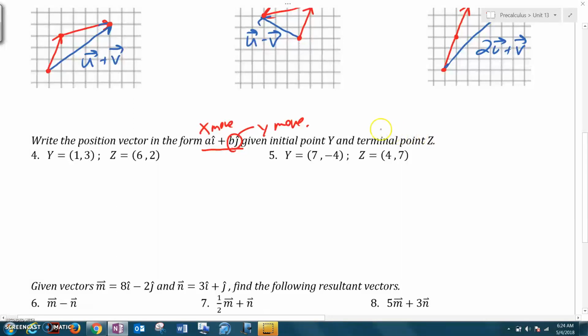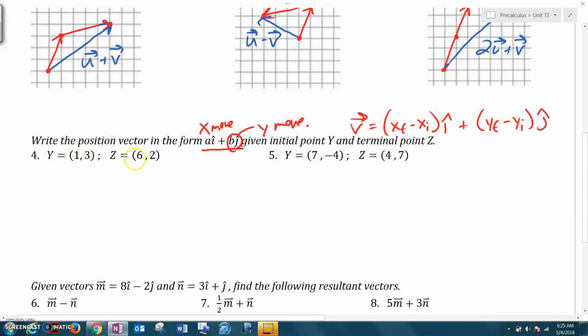Okay, so to figure out how a point moves from one to the other, you want to take the second one and subtract it from the first one. So your vector then, for a position vector, is going to be the final x minus the initial x, all in the i direction, plus the final y minus the initial y in the j direction. But here's my point: you don't have to memorize this formula.